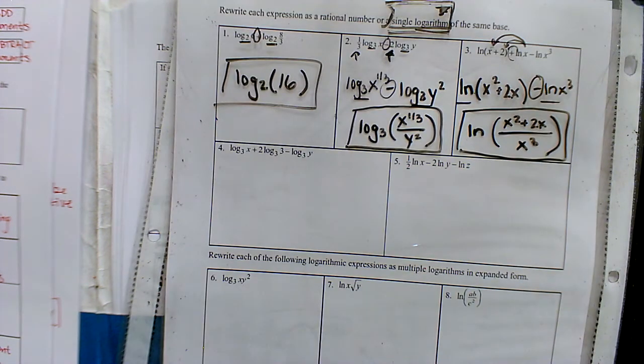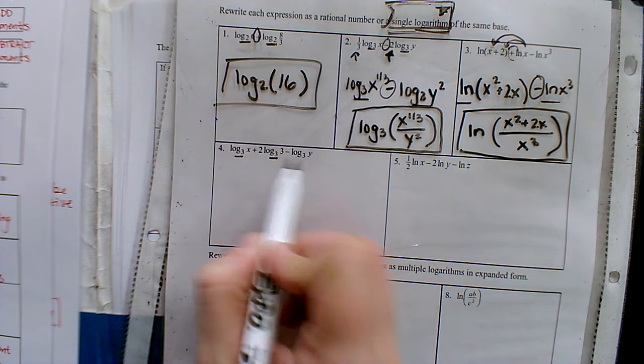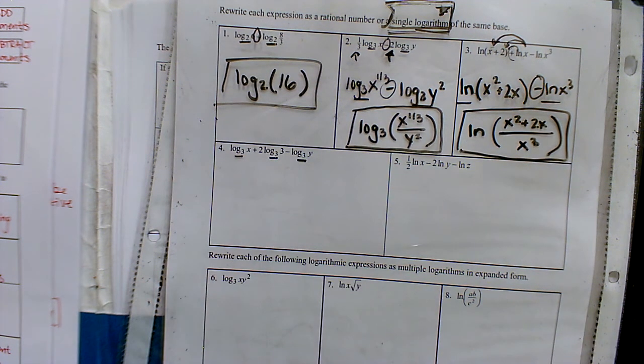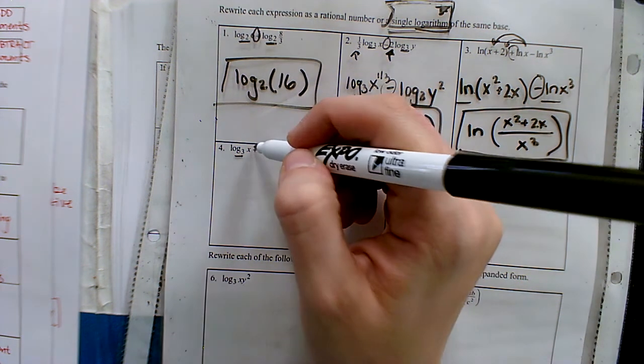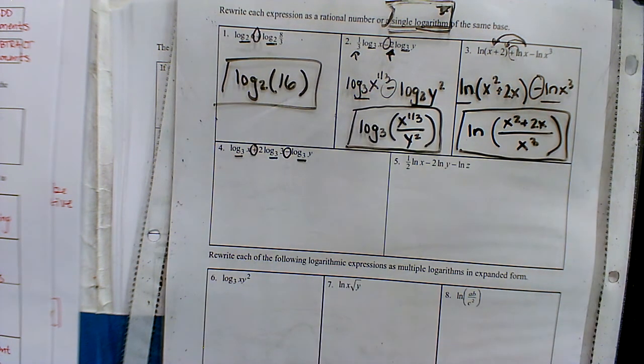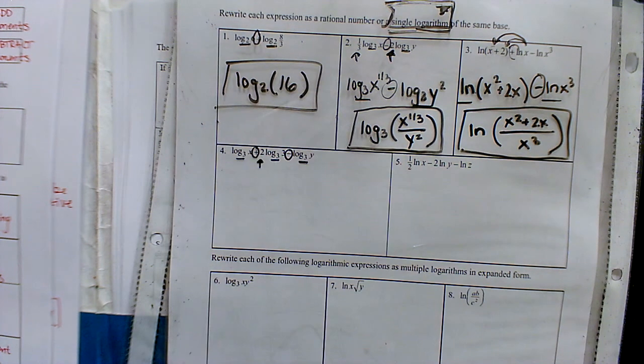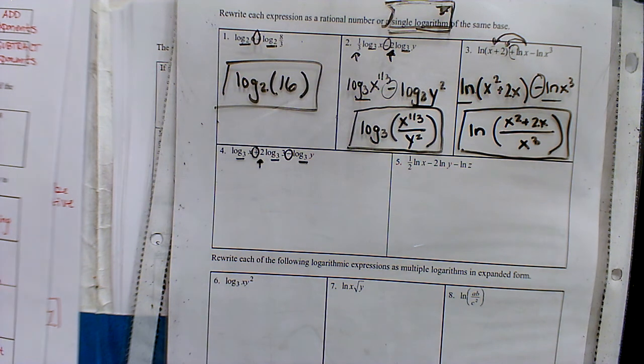All right, let's try number 4. 3 logs again. Let's be aware of some things to look for. Base 3, base 3, base 3, so they all have the same base. I have a mixture of adding and subtracting, and I also notice that there is a coefficient in front of that middle log. All right, so our ultimate goal is to get down to 1 log. Can we think of some properties that can help us get there?